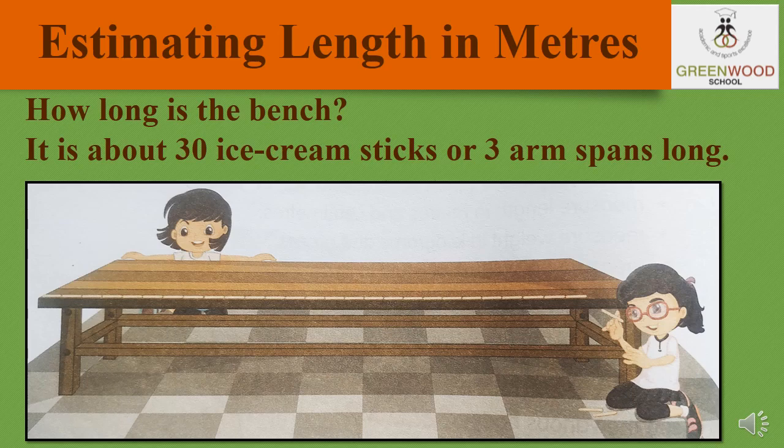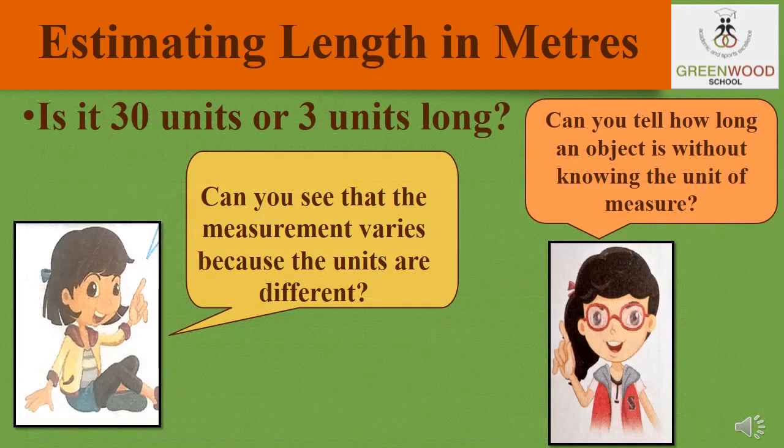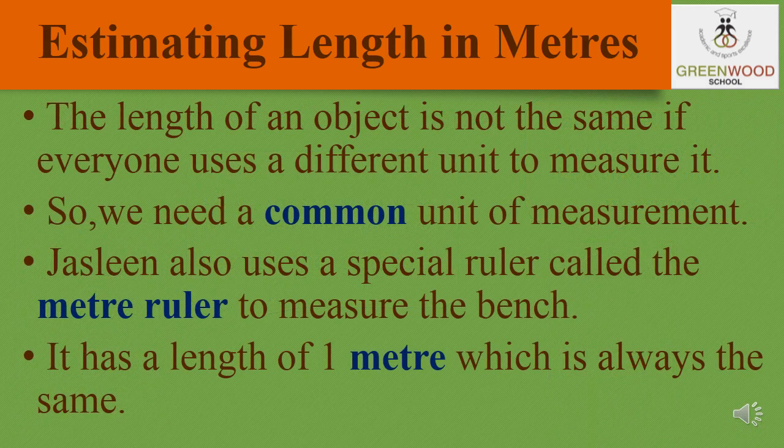Now we need to find it out. Is it 30 units or 3 units long? How is it possible a single object has 2 different measurements? No, that is not possible. Can you see that the measurement varies because the units are different? Yes. Can you tell how long an object is without knowing the unit of measure? Let's answer these questions. The length of an object is not the same if everyone uses a different unit to measure it. So we need a common unit of measurement.